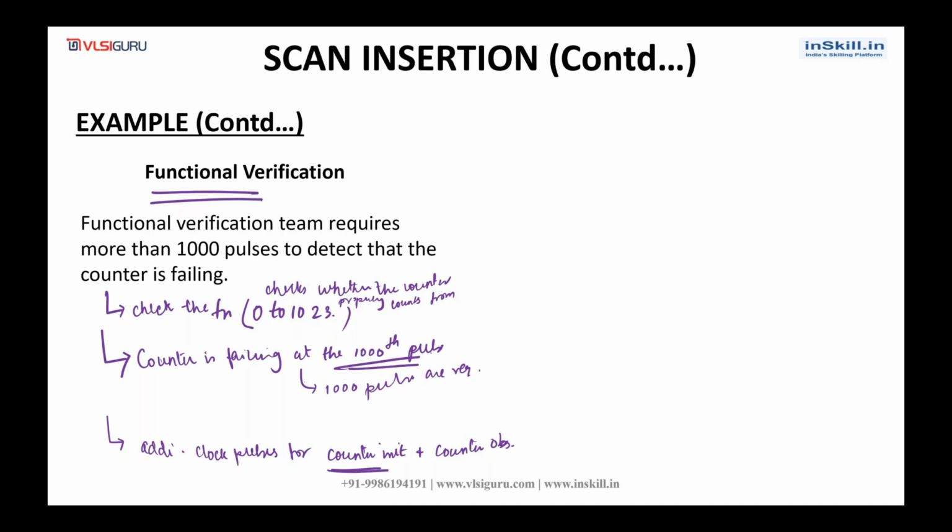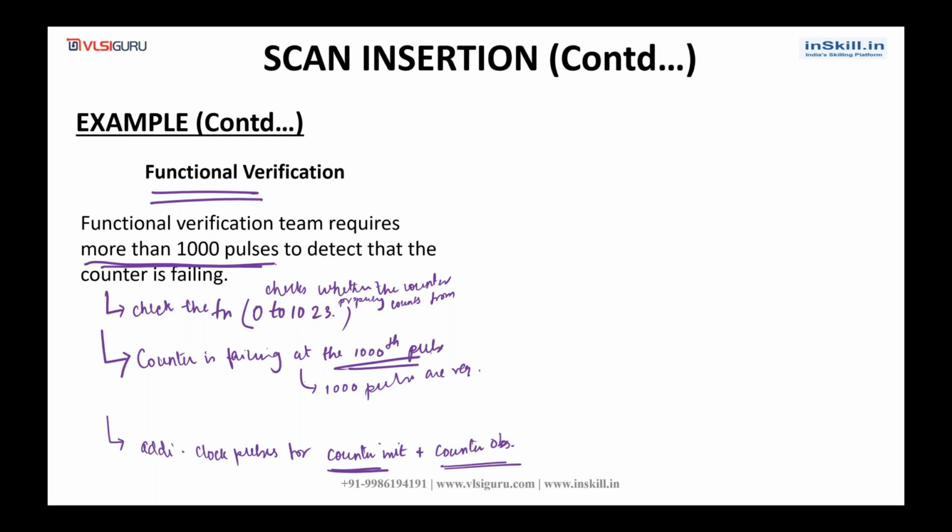Counter initialization means the counter has to be brought to some initial state. Counter observation means the output of the counter has to be taken to some register, and the register has to be read. Okay. So from all the above, we can say that the functional verification team requires more than 1000 clock pulses to tell that the counter is failing.